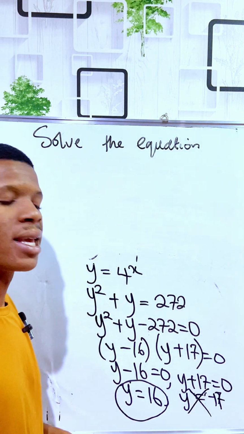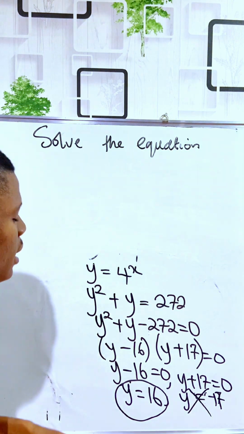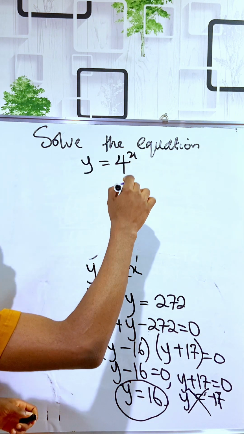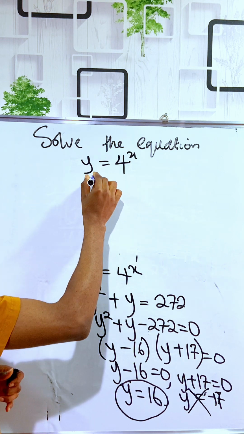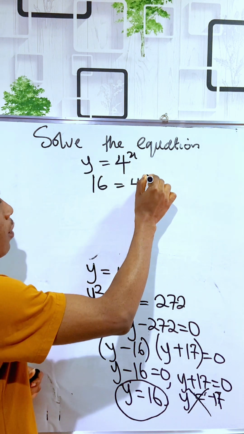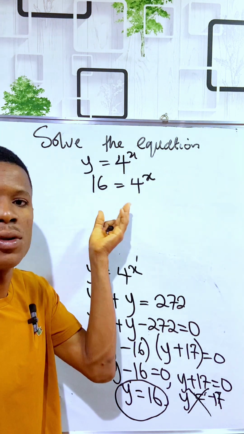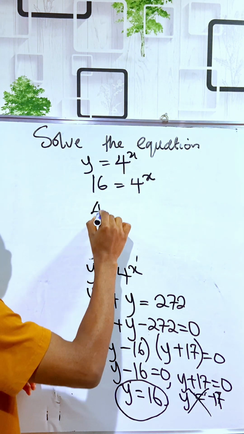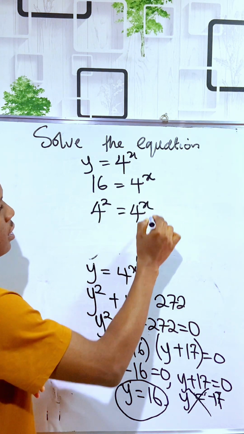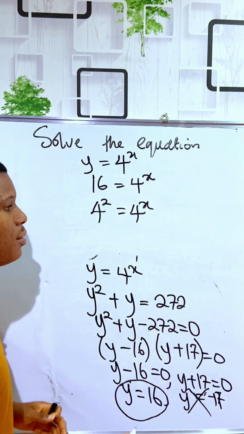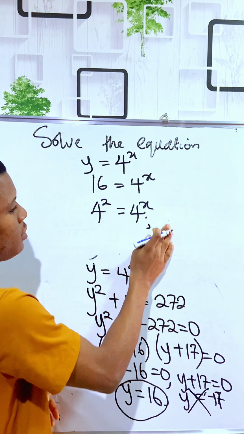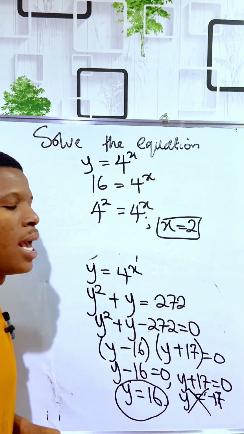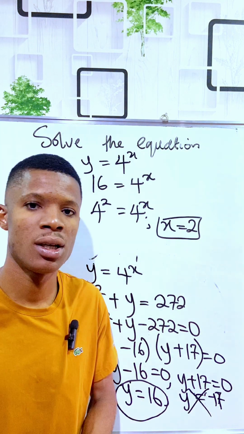So since our y is equal to 16, you recall that the equation says that y is equal to 4 to the power x. Okay? So we replace y with 16. That means 16 is equal to 4 to the power x. We can express 16 and 4 in the same base because 16 is 4 times 4. So you can now write it as 4 squared is equal to 4 to the power x. The bases are equal, meaning that the powers are the same. This implies that x must be 2. Okay? So x is 2 is the solution to that exponential equation.